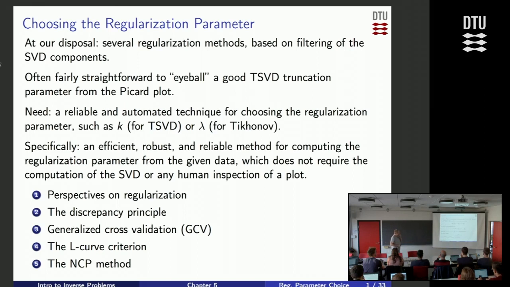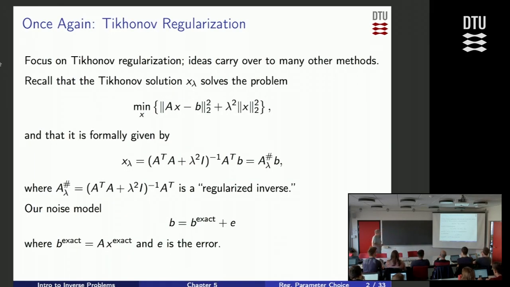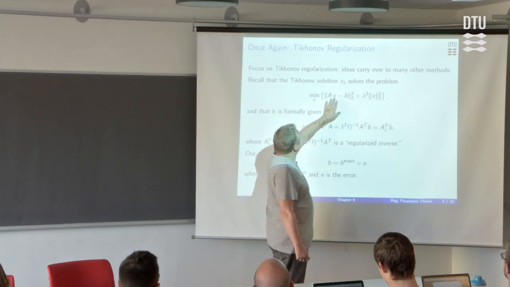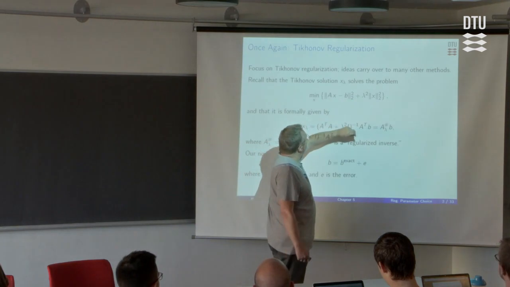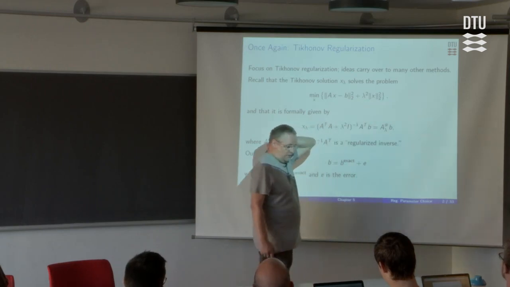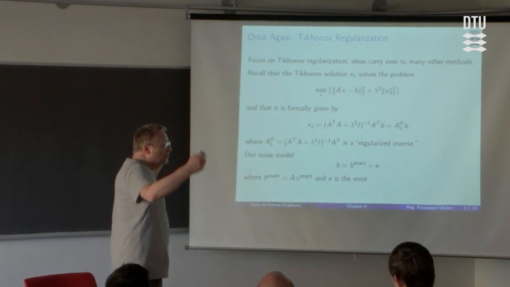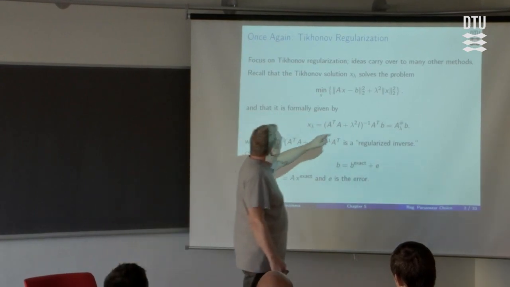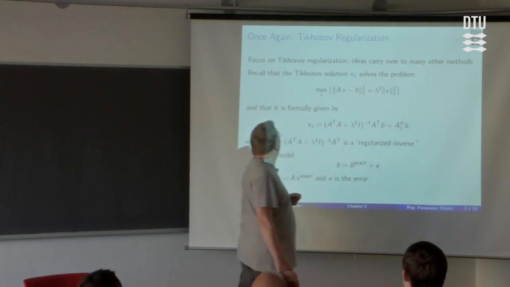I think a lot of the discussion today will take its basis in Tikhonov regularization. Just to summarize and set the stage for these discussions, let's remind ourselves what Tikhonov regularization is. Here is the Tikhonov regularization problem. You minimize this combination of the 2-norm squared of the residual and the 2-norm squared of the solution. By including this, we avoid the norm of the solution blowing up due to the errors. And then we have the regularization parameter sitting there that balances these two terms.